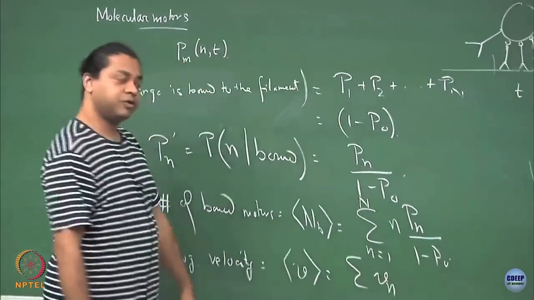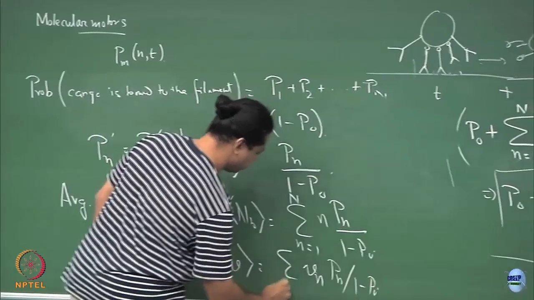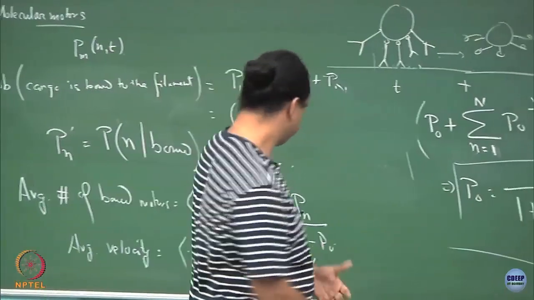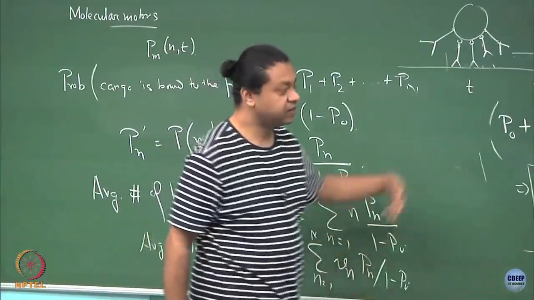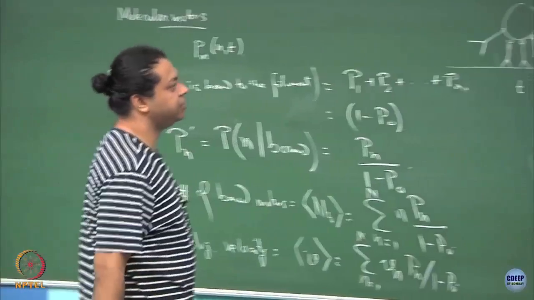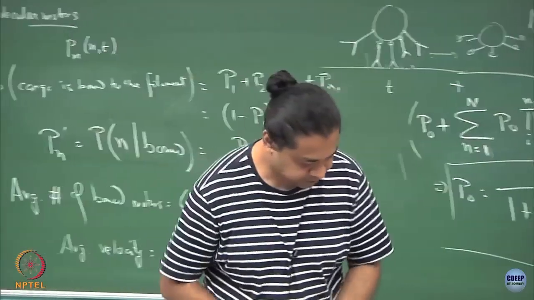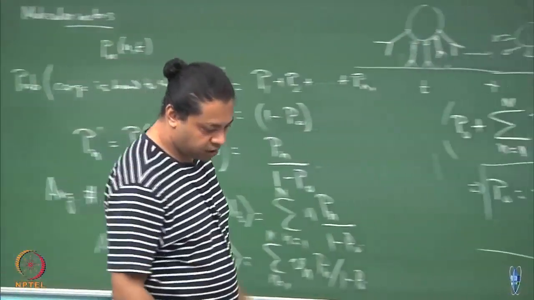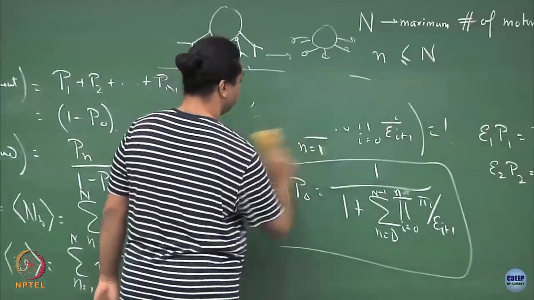So now, if you wanted to actually see what all of this means, you need to put in forms of these epsilons and pi's and so on. And there we use phenomenological estimates of what these rates look like. So let me write here. Let me first do the case when there is zero force. Remember, you could also pull on this cargo, let us say these are kinesin motors which want to go this way, you could pull on it with an opposing load and that will change these rates, but let's first say what it will be for the zero force case.